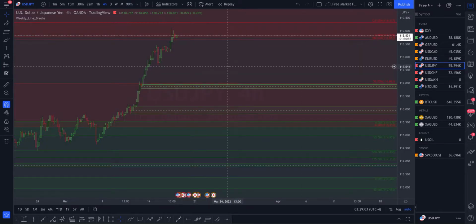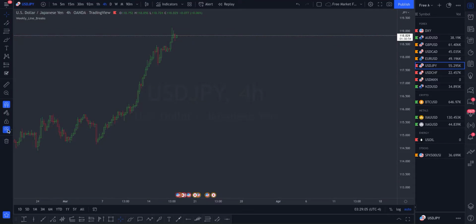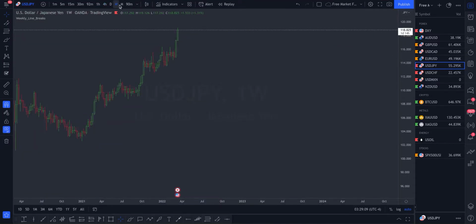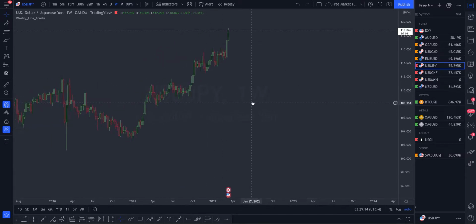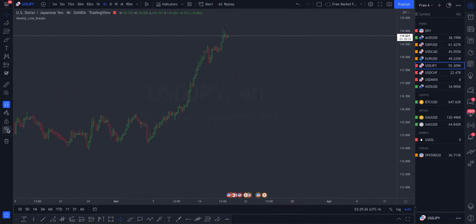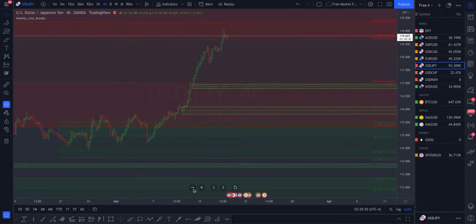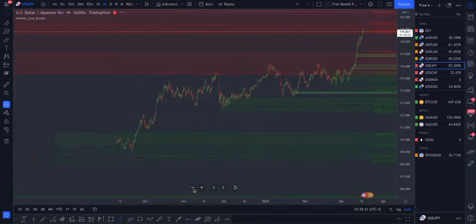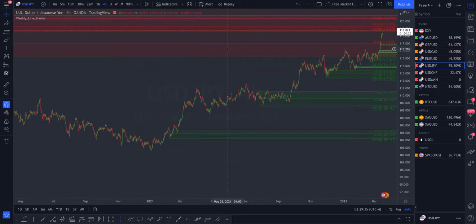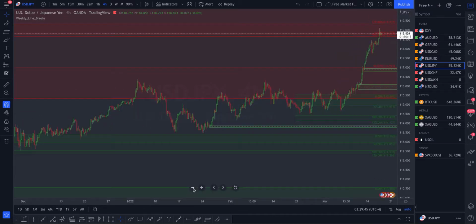USDJPY. Let's take these off and see what the weekly has been doing. The short-term institutional bias for this was short, but we can see that this has been ranging to the upside. Let's see, 4-hour, come back, let's see where we are. We are sitting inside of institutional distribution.